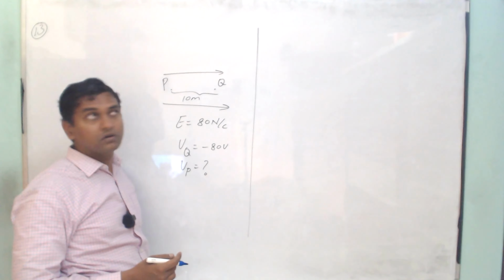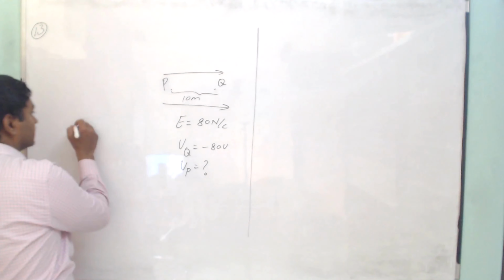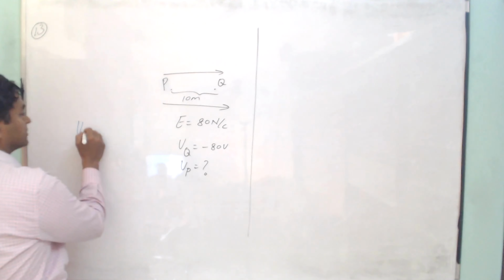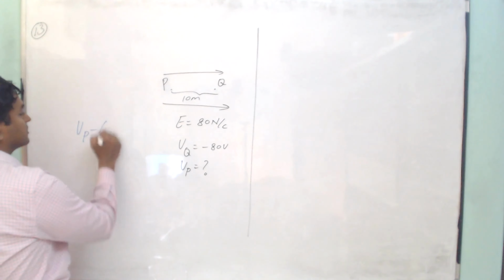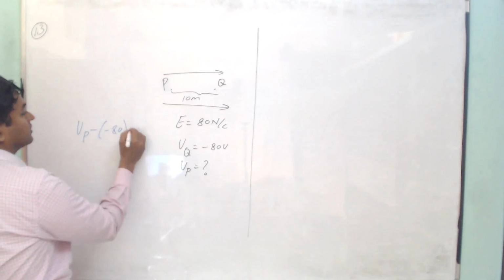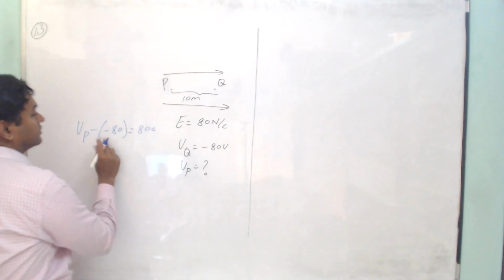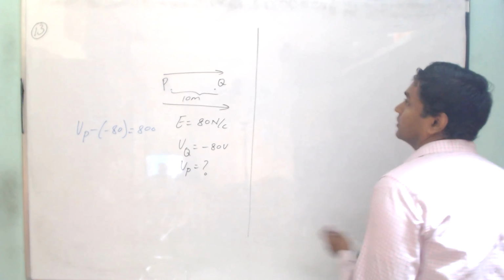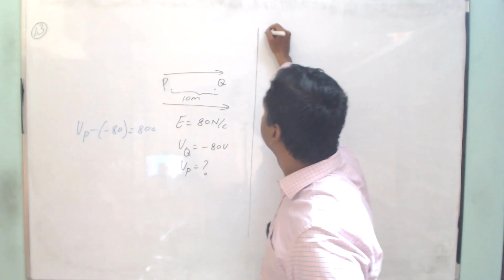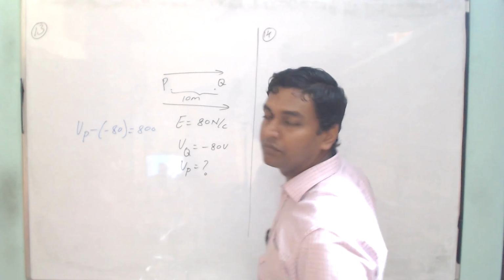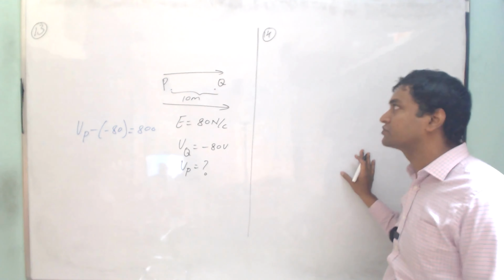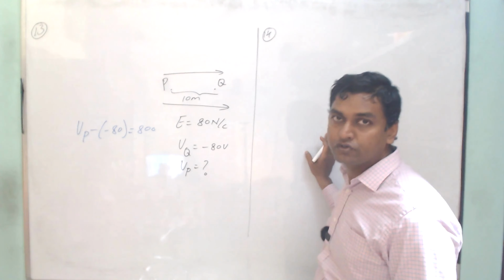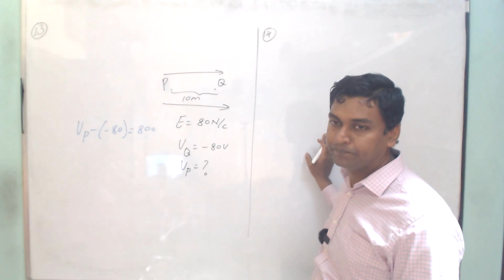720. Because this only we took as negative. So VP minus of minus 80 is equal to 800, so this will become 720. See, this question I'm solving. Next question. You can also use it as a derivation, in fact.